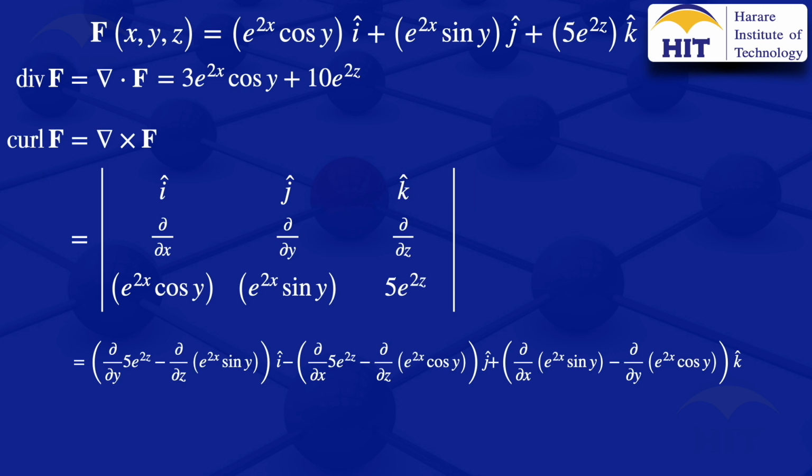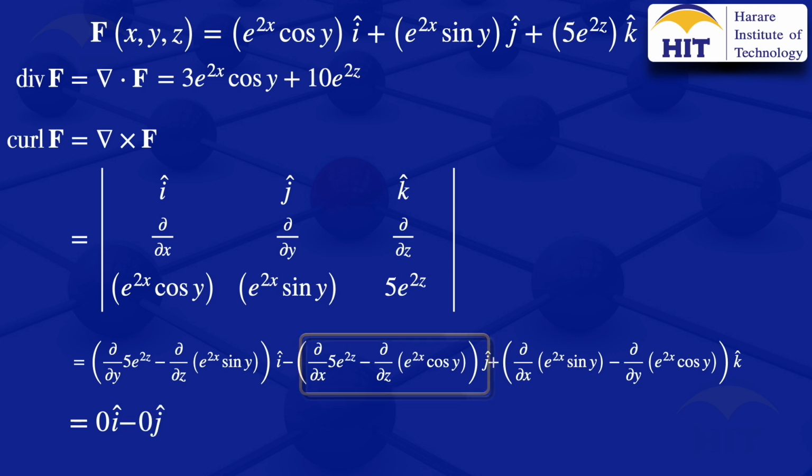The next step now is to evaluate those partial derivatives there. The partial derivative of 5e^(2z) with respect to y gives us a 0. The partial derivative of e^(2x) sin y with respect to z gives us a 0. So the result that we have there is just a 0i. So I go on to the next part where we have the j, this partial derivative. The partial derivative of 5e^(2z) with respect to x gives us a 0. And the partial derivative of e^(2x) cos y with respect to z gives us a 0. So we would have a minus 0j there.